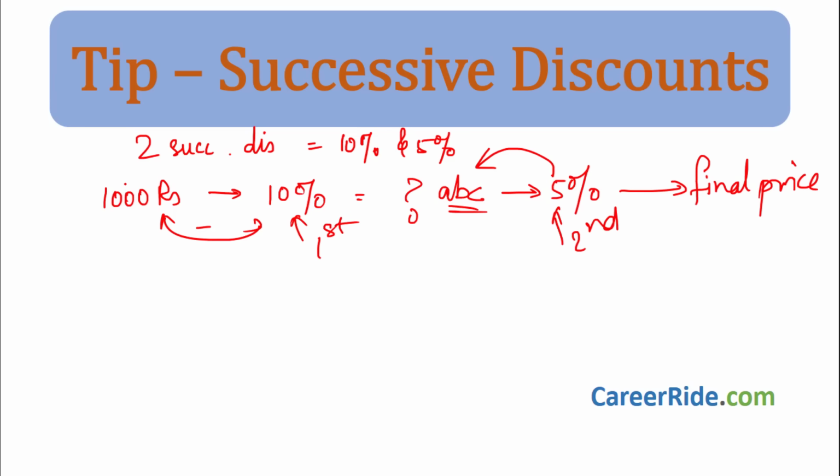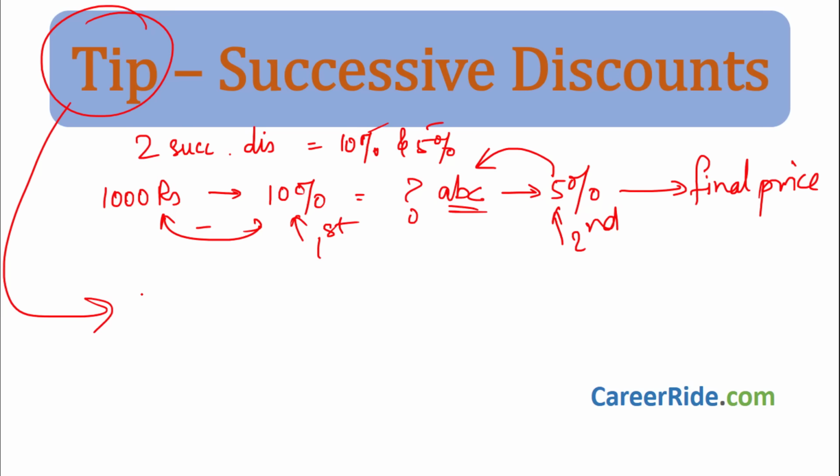Now instead of calculating it by this method, there's a very simple and small formula or a tip, we can call it, to find the equivalent discount. For example, if there are two discounts of 10% and 5%, then what is the equivalent single discount? That means on combining these two, what percent discount does the person finally get?